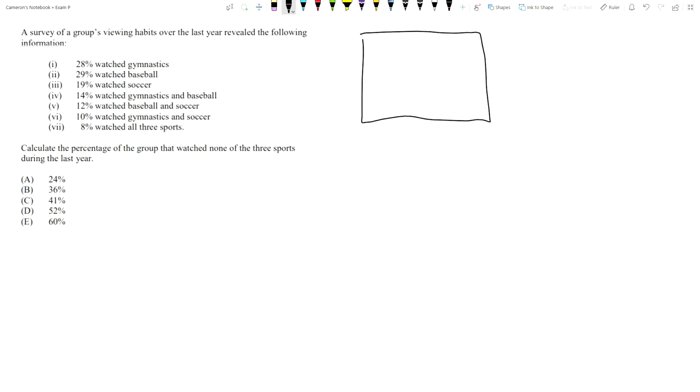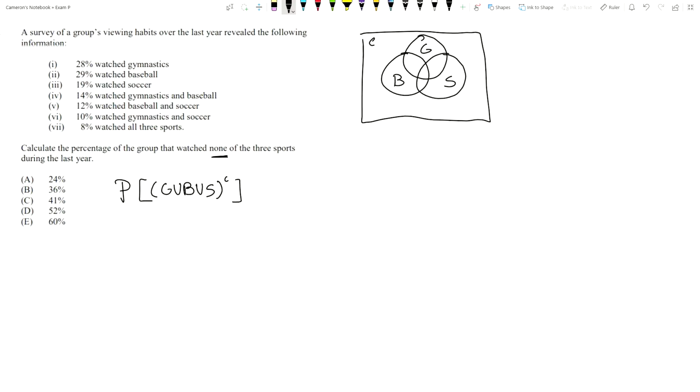So first thing we'll do is draw our sample space. We're going to have gymnastics up top, baseball on the left, and soccer on the right. And then again it says we're looking for the group that watched none of the sports. We'll denote that with a C for complement. So the probability of that is someone watching any combination of the sports, and then the complement or the opposite of that. So that's the same as 1 minus the probability of someone watching any combination of the sports.